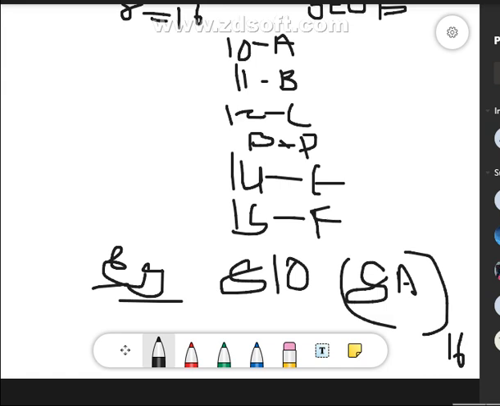Here we have some number conversions. Now let us see that.